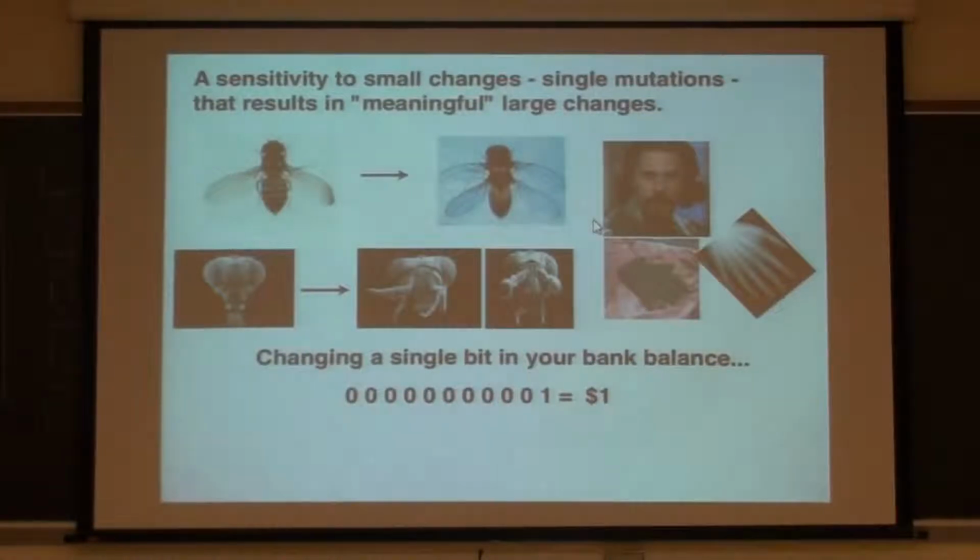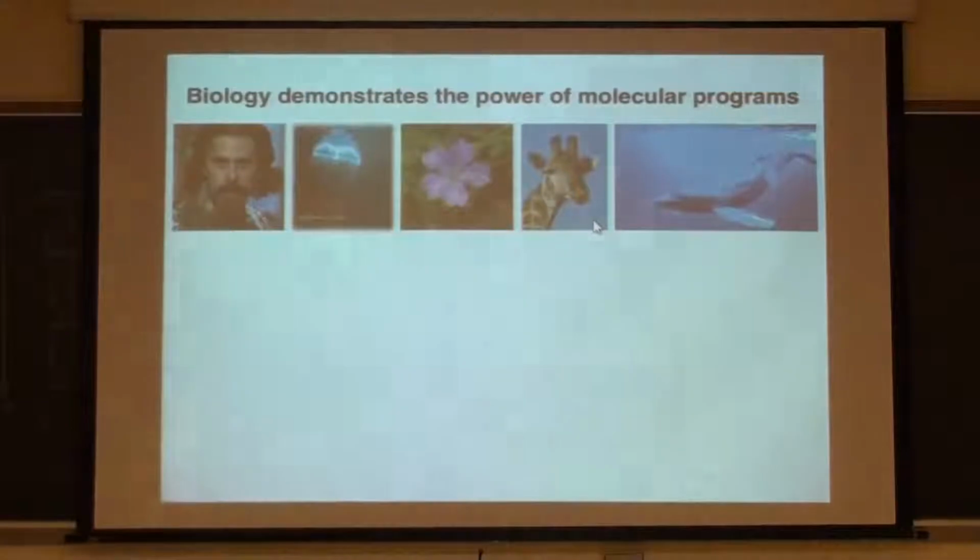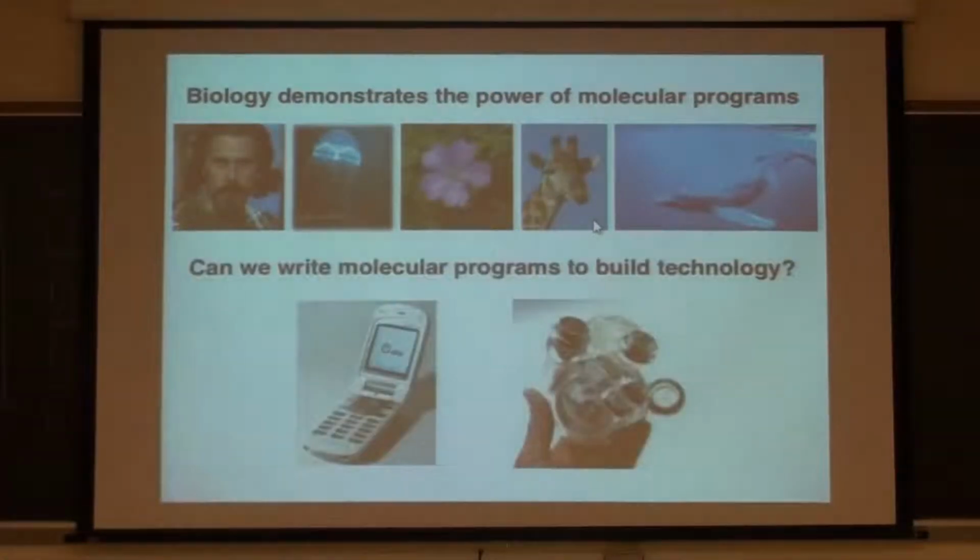Now, a hallmark of computer programs is just this kind of sensitivity to small changes. If your bank account is $1 and you flip a single bit, you can end up with $1,000. So I think these small changes indicate to us that a complicated computation in development is underlying these amplified large changes. All of this indicates that there are molecular programs underlying biology, and it shows the power of molecular programs. What I want to do is write molecular programs potentially to build technology.